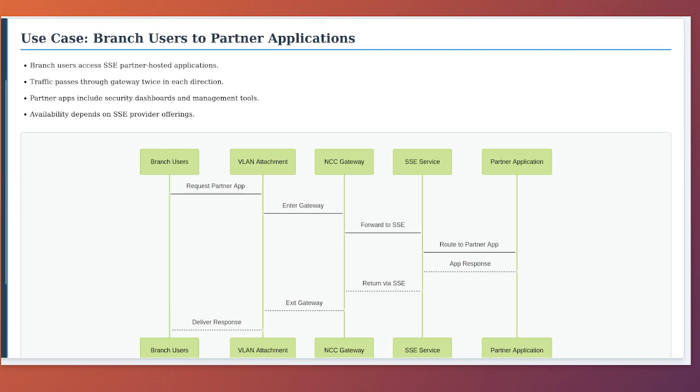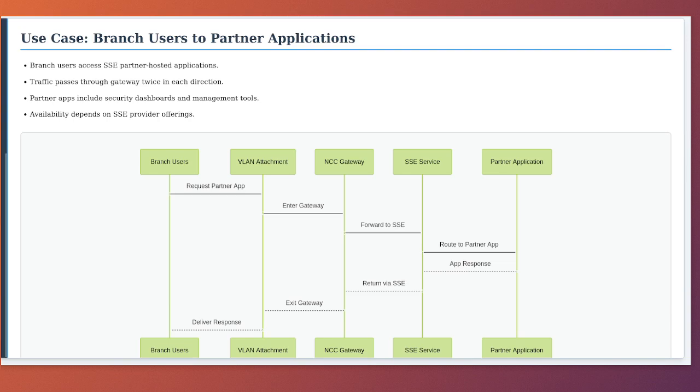In this traffic flow, branch users initiate a connection to a partner application. The traffic flows from the branch through the Cloud Interconnect VLAN attachment to the NCC Gateway. The NCC Gateway forwards the traffic to the SSE service through Secure Access Connect. The SSE service recognizes that the destination is a partner application and routes the traffic accordingly within the SSE provider's infrastructure. The partner application processes the request and sends a response. The response follows the reverse path through the SSE service to the NCC Gateway, then through the VLAN attachment back to the branch users.